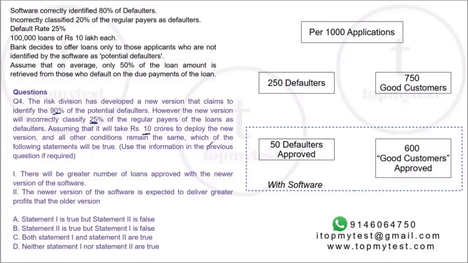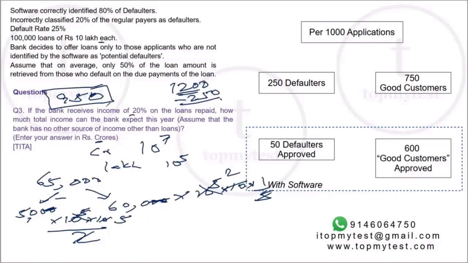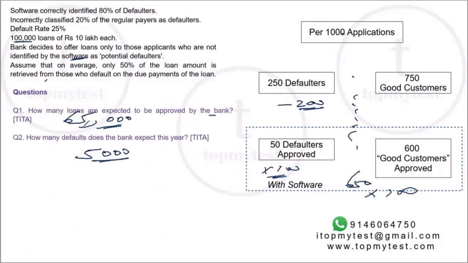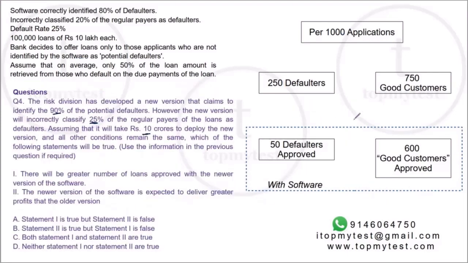Now, I know from the older software, 950 crores is the expected profit. We need to do two things. One is to figure out how many approvals are going to be there and what will be the net profit, even accounting for 10 crores of the cost to deploy the software. Your options are: 1 is true, 2 is false; 2 is true, 1 is false; both of them are true; both of them are false. Now we know from previous questions that 65,000 was the approval based on the old software. So for the new software, let's see what the approval is going to be.